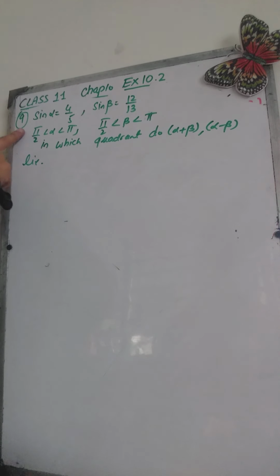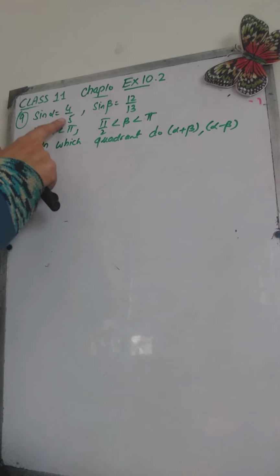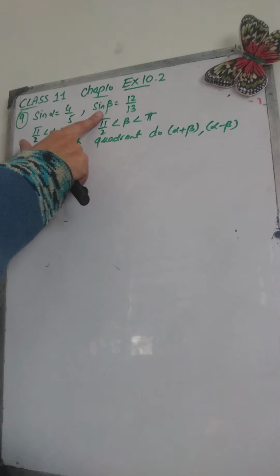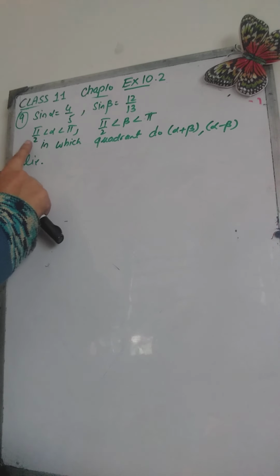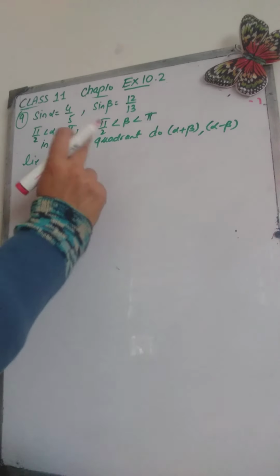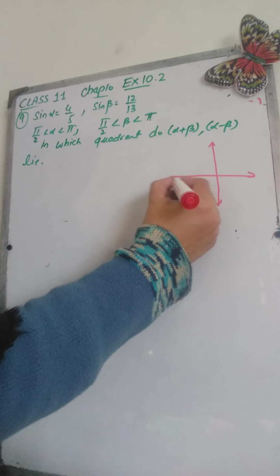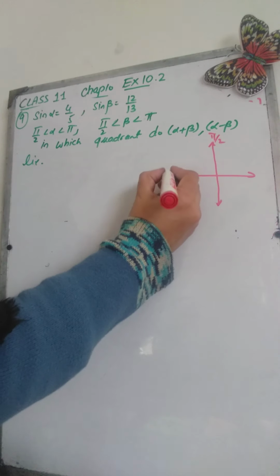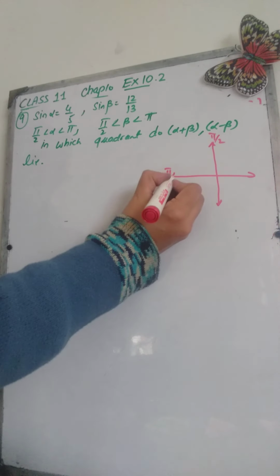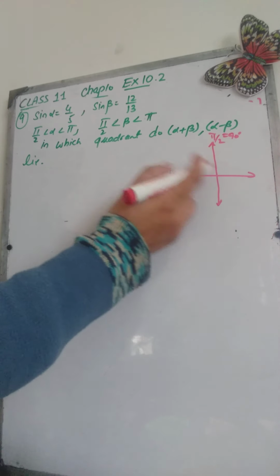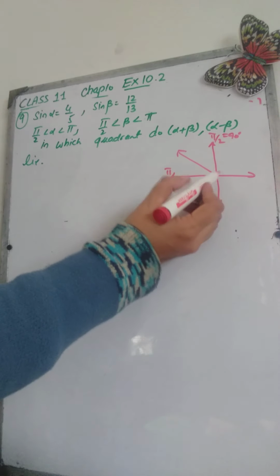Now in this question, question number 9, it is given that sine alpha is equal to 4/5, sine beta is equal to 12/13. So sine alpha and sine beta are given to us, and it is also given that alpha lies between pi/2 and pi. So in which quadrant would alpha and beta lie? They both lie between pi/2 and pi. We know that pi means 180 degrees and pi/2 means 90 degrees. So these angles lie between 90 degrees and 180 degrees. It means they both will lie in the second quadrant.